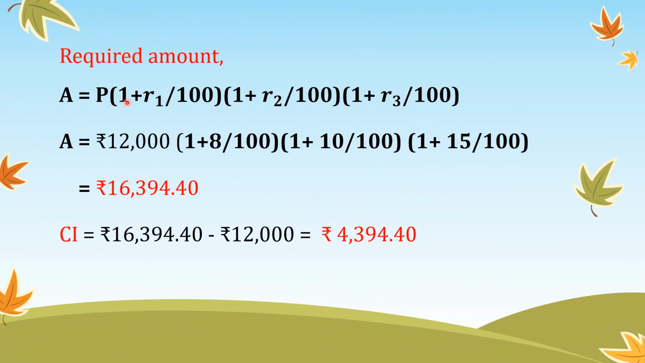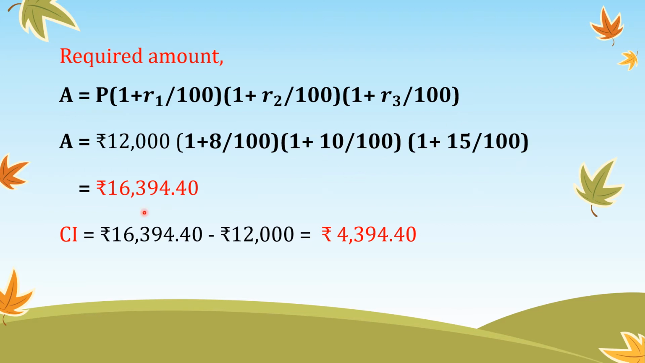A is equal to P into (1 plus R1 divided by 100) into (1 plus R2 divided by 100) into (1 plus R3 divided by 100). So R1, R2, R3 are the 3 years' rates of interest. First year is 8%, so we put R1 is equal to 8%, R2 is equal to 10% and R3 is equal to 15%. So we'll get A is equal to 12,000 into (1 plus 8 by 100) into (1 plus 10 by 100) into (1 plus 15 by 100).